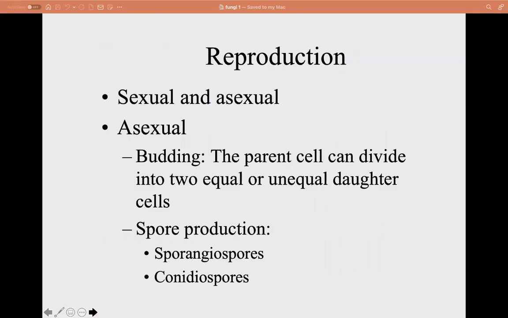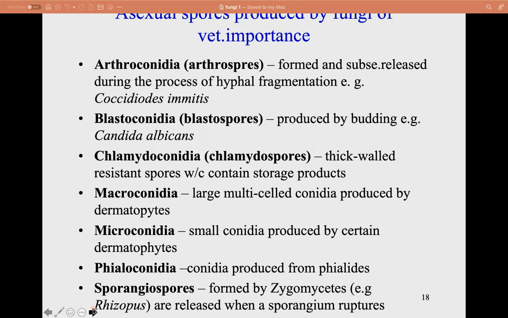For reproduction, as we mentioned, they can undergo sexual or asexual reproduction. The asexual form can be through budding, where the parent cell divides into equal or unequal daughter cells, or through production of spores. Examples of the asexual spores are sporangiospores and conidiospores. These are the different asexual spores produced by fungi of veterinary importance.